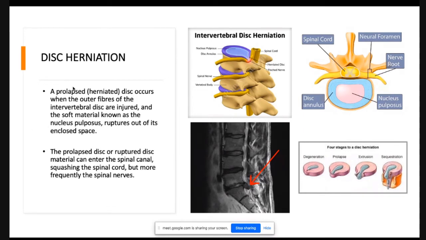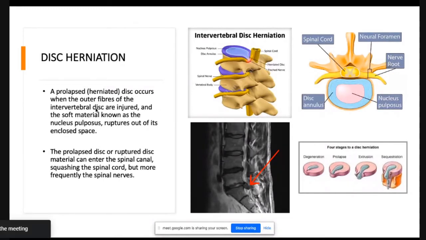That is the nucleus pulposus. Disc annular ligaments are also there. You have a nerve root, neural foramen, spinal cord, absolutely healthy. See, come to the next stage, that is, there are 4 stages to a disc herniation.